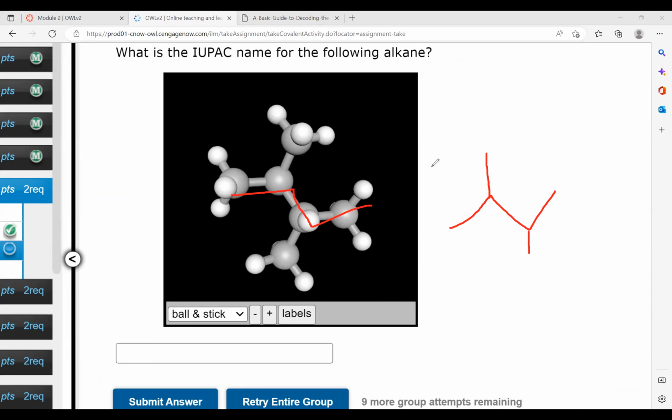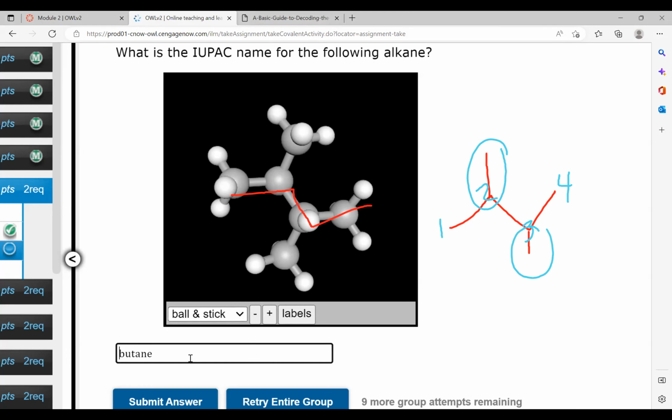So let's try to name our longest chain. We have 1, 2, 3, 4 carbons as our longest chain. So this would be but for 4. And because it's all single bonds, we end in ane. But now we have to take into account this group here and this group here. They are both methyls. So because we have 2 methyls, we have to write di for 2, methyl.